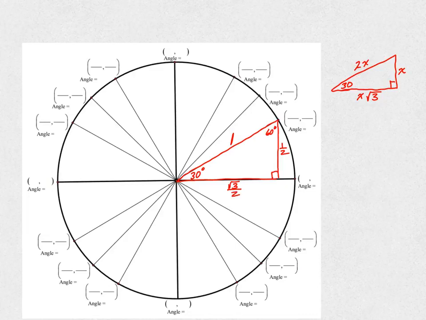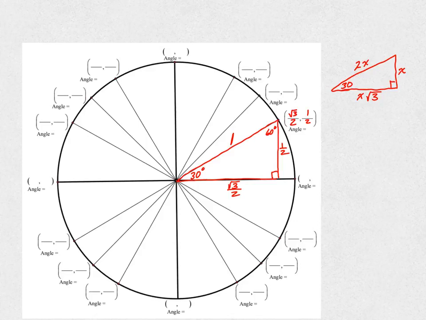Well, when you write a coordinate, the coordinate is going to be in terms of x, comma, y, and to get to this point right here, we are moving to the right, square root of 3 over 2, and up 1/2. So the coordinate of this point is going to be root 3 over 2, comma, 1/2.